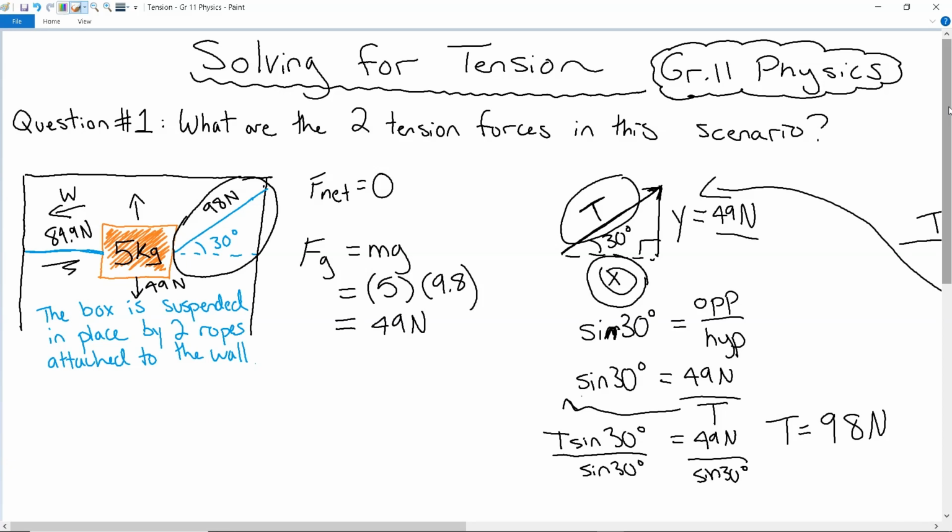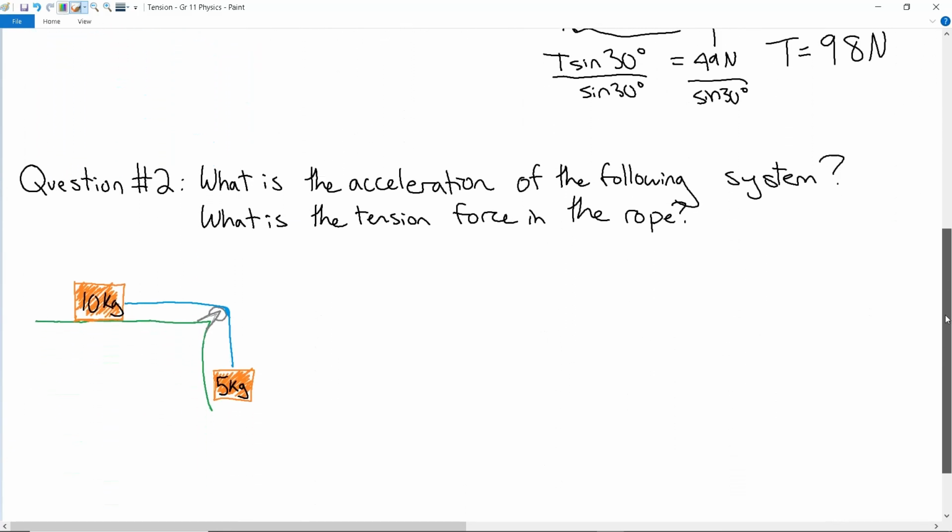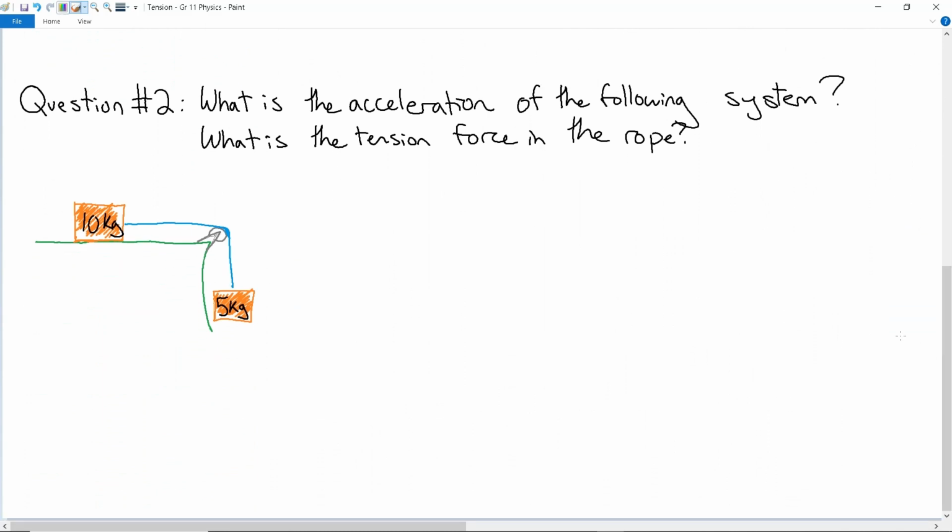Now I want to move on to our second question, which is going to make us think a little differently about a tension scenario. So I have a very basic pulley system here. I have a mass of 10 kilos attached to a mass of 5 kilos by a rope. So question number 2 is, what is the acceleration of the following system? And also, what is the tension force in the rope? So let's do one thing at a time. Let's look at acceleration first.